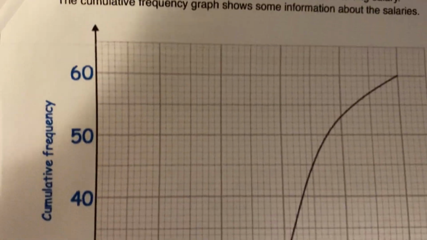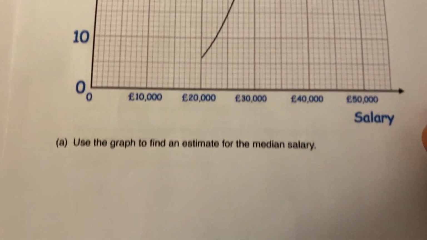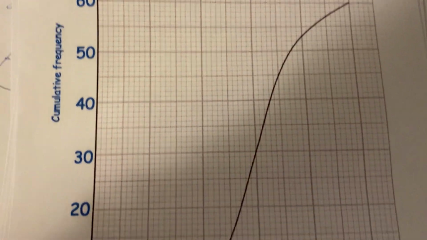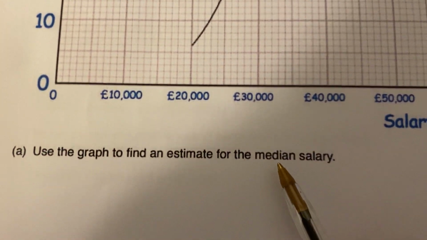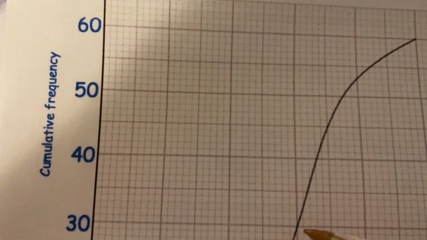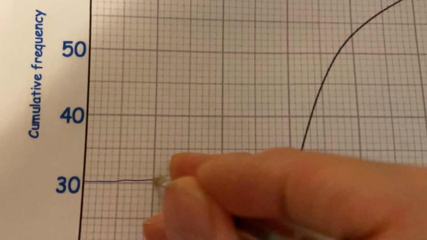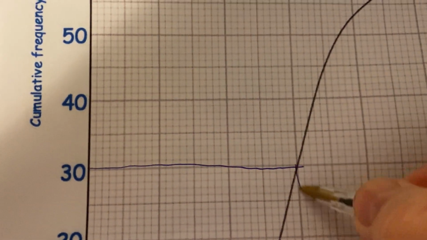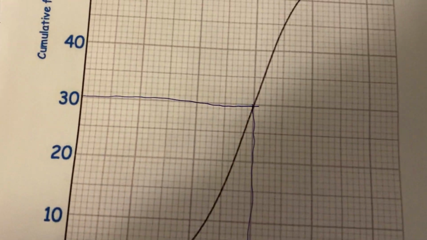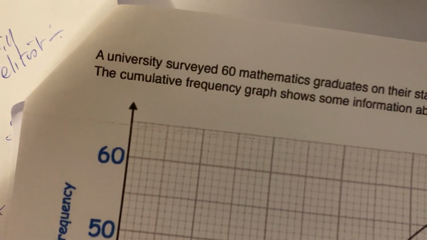Okay, right, let's move over to this one. Wow, okay, well, we had a cumulative frequency curve in the last question. So, I don't know if they asked the second one, but it might ask Box Whisker this time. Find an estimate for the median salary. So 60 mathematicians, so therefore the median is going to be 30. So you go right across from 30, all the way down, and there's your median value because it's half the 60. Yeah?